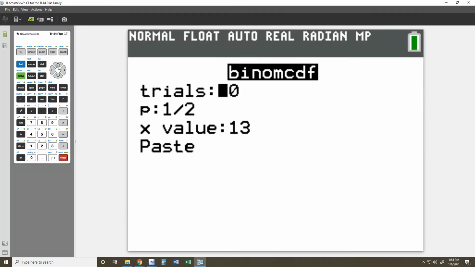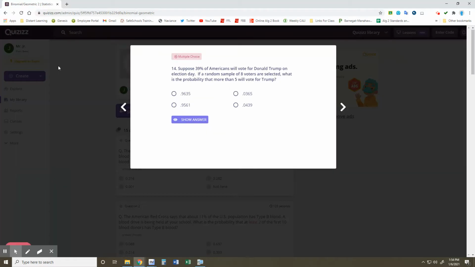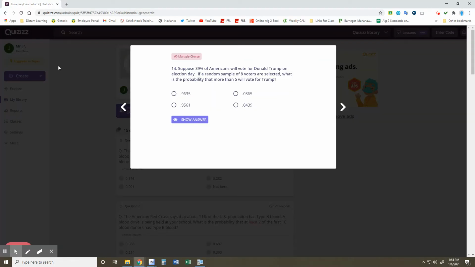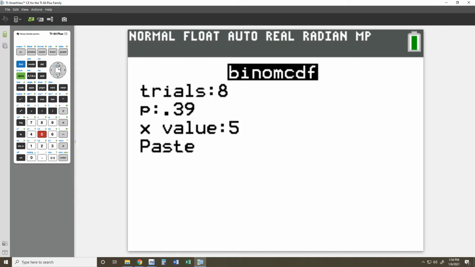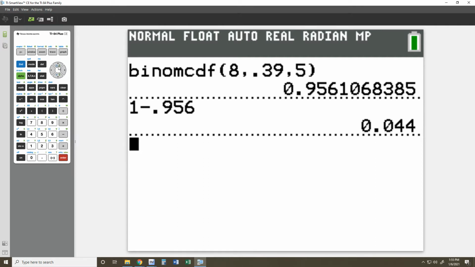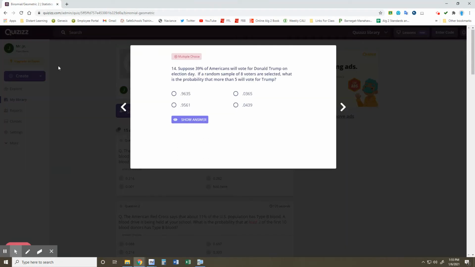There are 8 voters. There is a 0.39 chance of success. Now, this problem wants more than 5, meaning 6 or more. So I'm pretty sure I'm going to have to put a 5 here to calculate 5 or less. Then I would do the complement in order to get the answer for 6 or more. 0.044, yep, is indeed the answer.